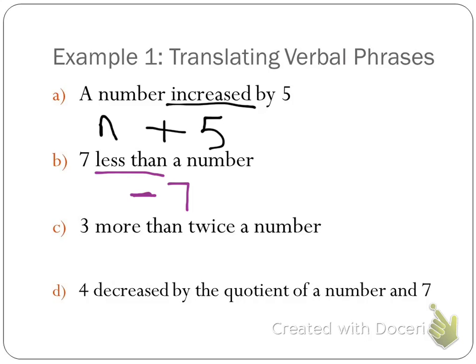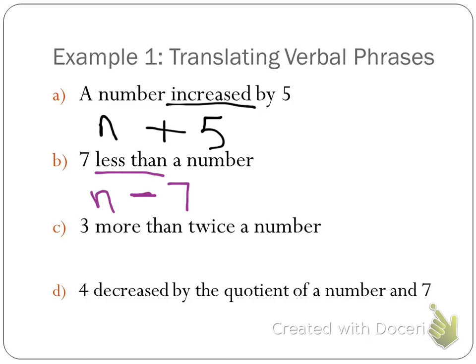7 less than a number. I'm taking 7 away from some number. Okay, so it's almost like it goes backwards. If it were to say 7 minus a number, it would just be 7 minus n. But because it says less than a number, it needs to come second.